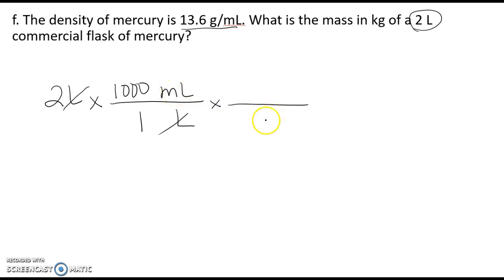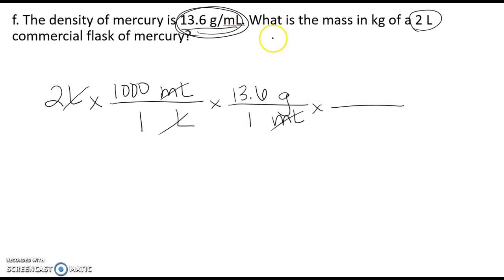Again, whatever's on the top can drive what goes on the bottom. So since we had milliliters on the top, I want to put that on the bottom so they cancel. And we can get from milliliters to grams using this conversion right here. So that means 13.6 grams in 1 milliliter.